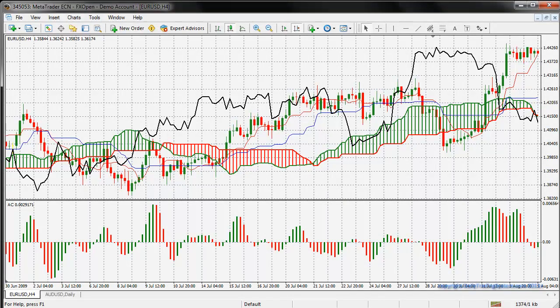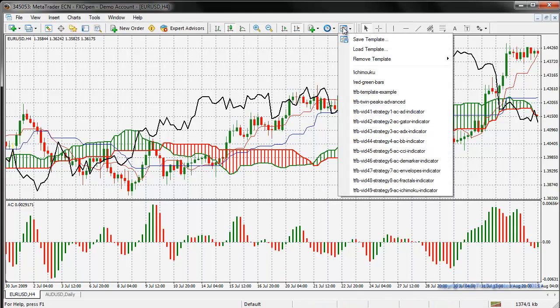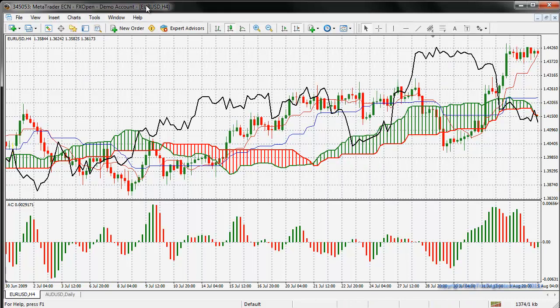In this one we're going to talk about the Ichimoku. I think that's how you pronounce it. And that's what it looks like. You can just go ahead and choose your templates, then choose the last one down here at the bottom, and you should get something similar to what we have here. I'm using the 4-hour time frame.